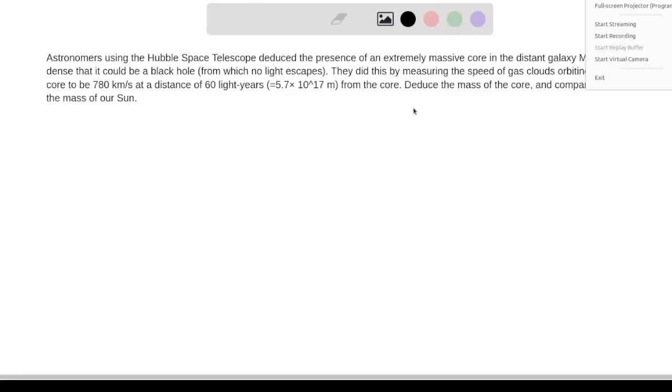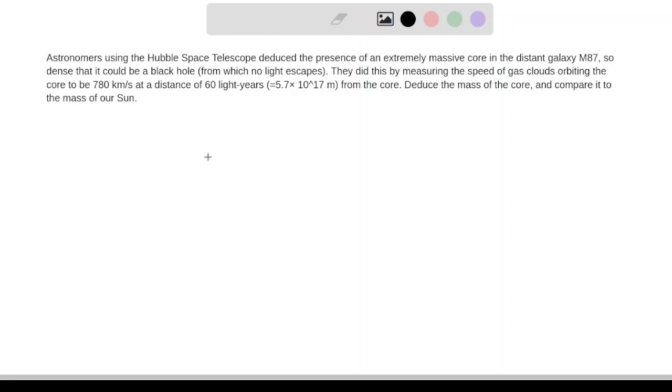Astronomers using the Hubble Space Telescope have deduced the presence of an extremely massive core in the distant galaxy M87. It is so dense that it could be a black hole, where no light escapes. They did this by measuring the speed of gas clouds orbiting the core to be 780 kilometers per second at a distance of 60 light years from the core. We want to deduce the mass of the core and compare it to the mass of our Sun.